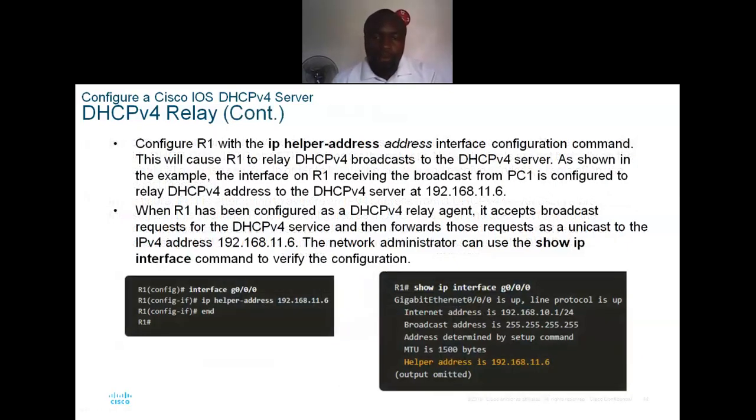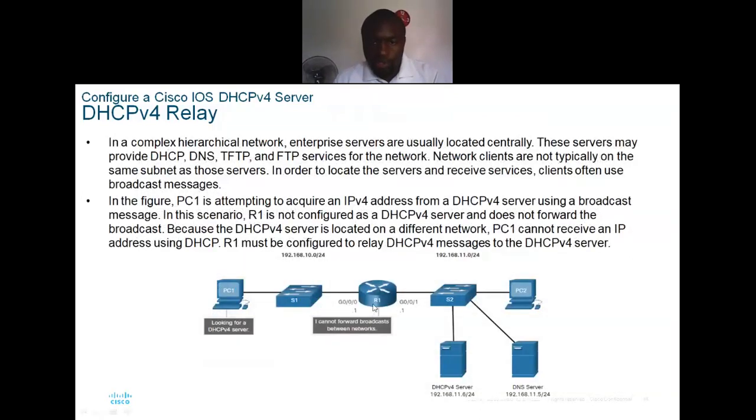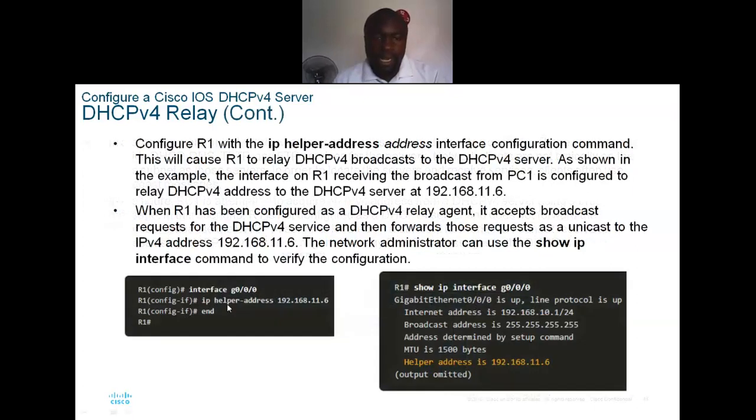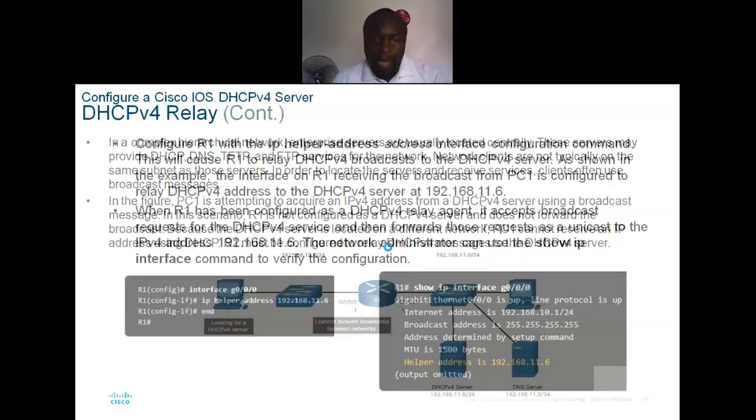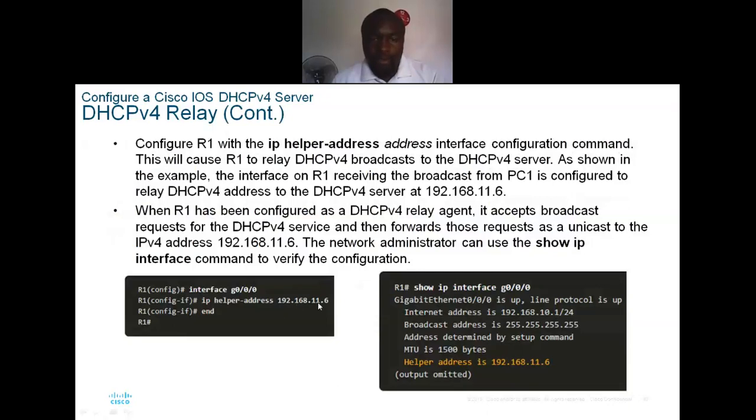So how do you configure it? I go to my router. I'm going to be on this router now, so that I can relay the DHCP request here. You enter G0/0, then IP helper, then the address. Look at it, 11.6. I'm configuring the IP helper on this particular interface. That's where this IP helper is being configured. So IP helper, then I point it to this.